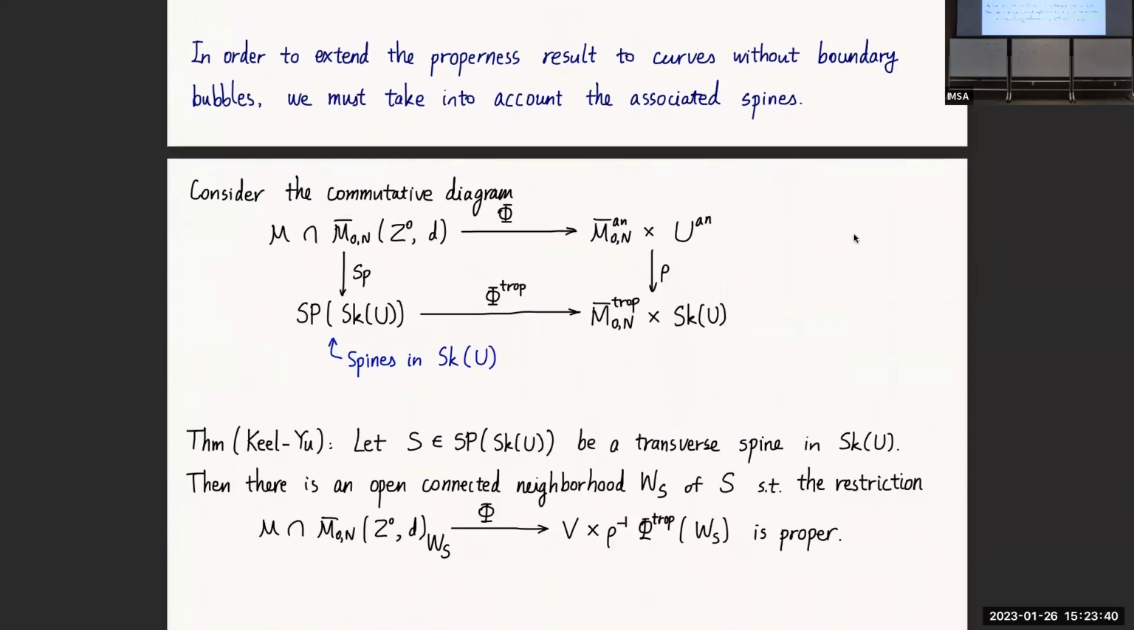So we prove that now if I fix any S transversal to phi in the essential skeleton, then there is an open connected neighborhood WS of S such that, restricting both the domain and the image to WS, we get a proper map. And here we eliminated all the bubbles at the boundary.